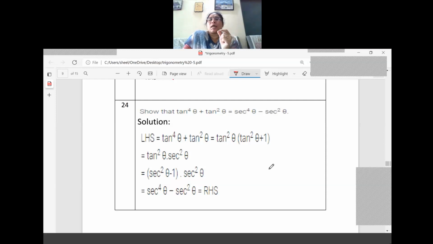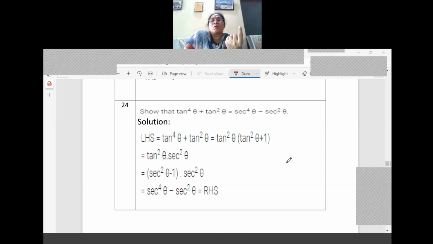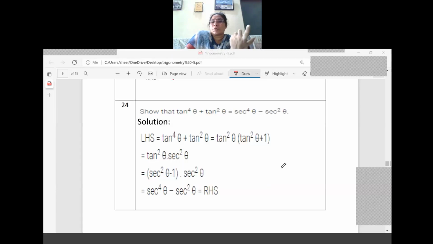Next question. Show that tan raised to 4 theta plus tan square theta equal to sec raised to 4 theta minus sec square theta only. So tan raised to 4 theta plus tan square theta. What is the common? Tan square theta is common. Bracket 1 plus tan square theta we will get. What is 1 plus tan square theta? It is a second identity, so we can write that sec square theta only. Because here everything should be sec, that is why tan should be eliminated.